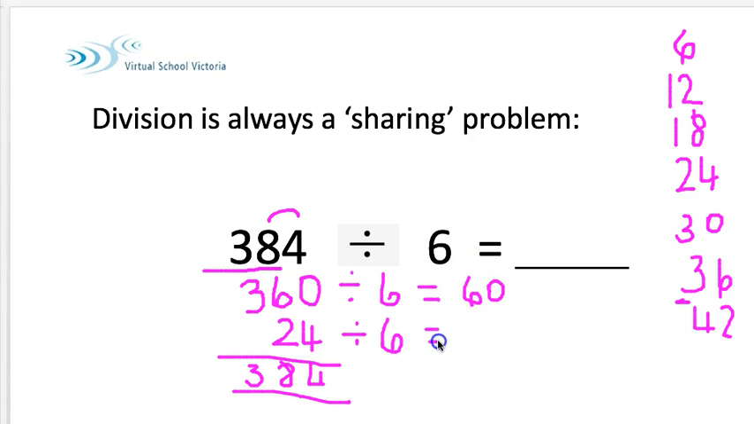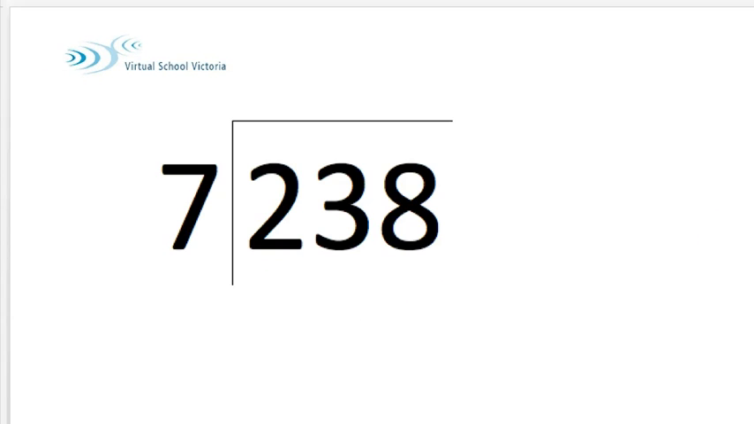24 divided by 6 will give me 4. And of course, altogether, it equals 64. There are lots of different ways of checking the problems, like a calculator, but the estimation that I made was the answer I'm looking for will be around about 60. Let's have a look at another division problem here, shall we?